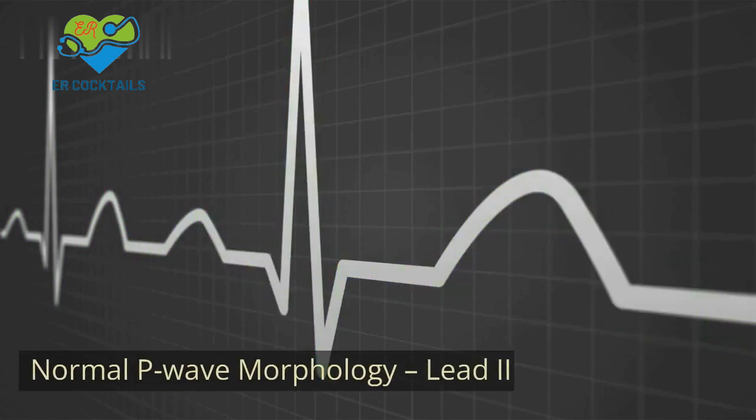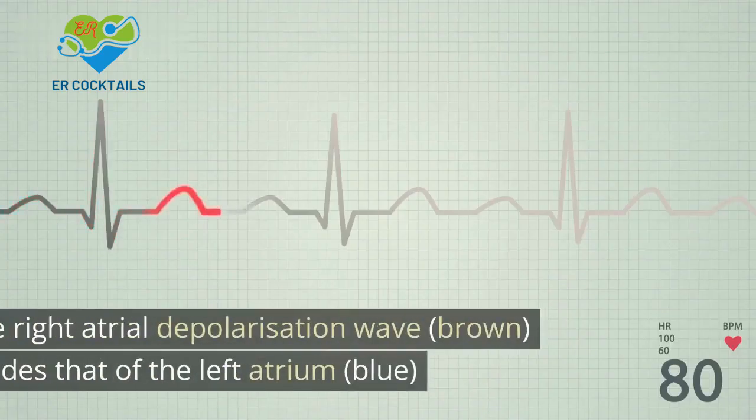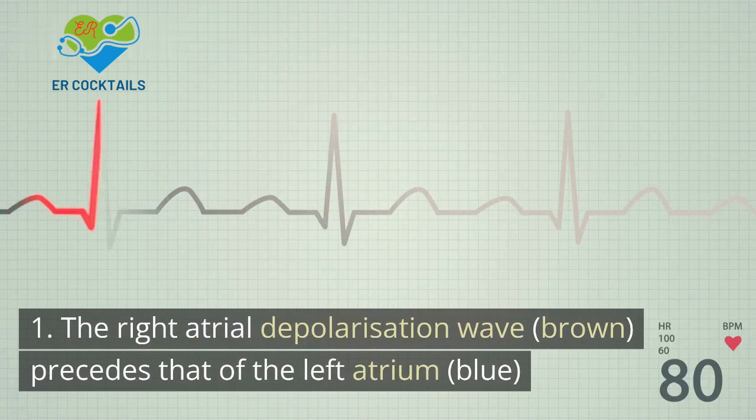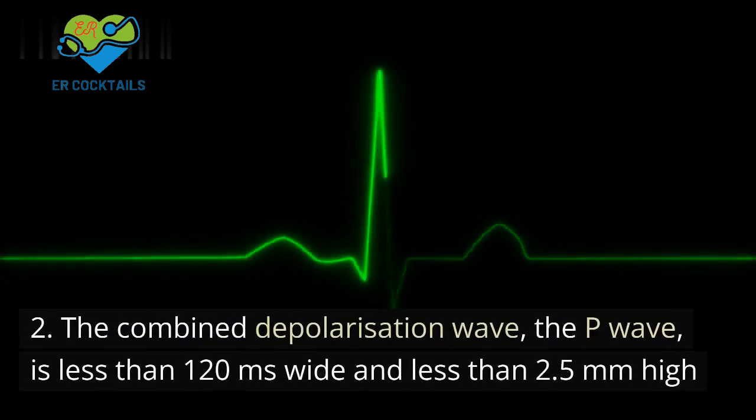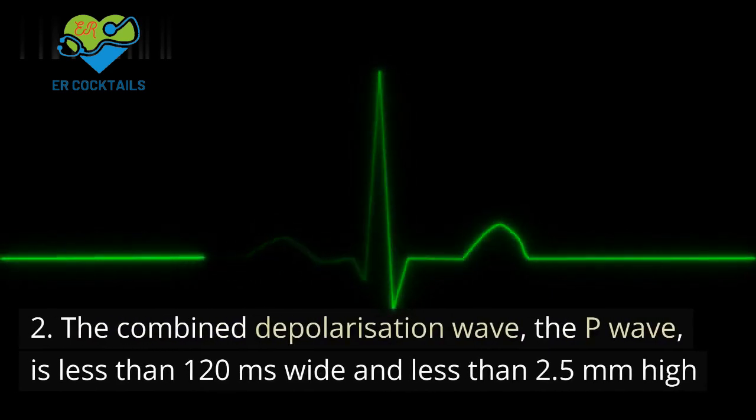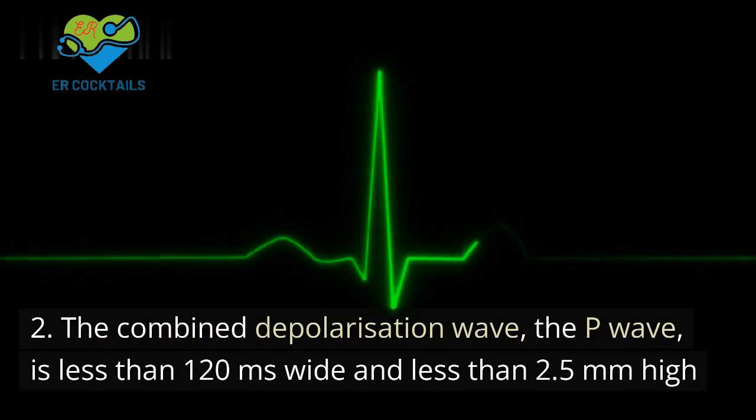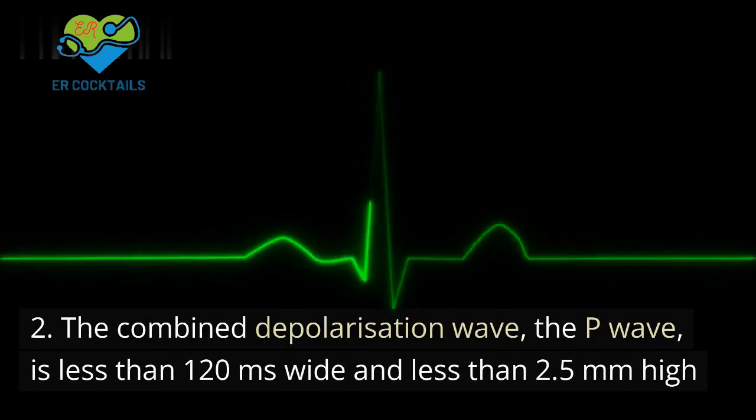Normal P wave morphology, lead 2. 1. The right atrial depolarization wave, brown, precedes that of the left atrium, blue. 2. The combined depolarization wave, the P wave, is less than 120 milliseconds wide and less than 2.5 millimeters high.